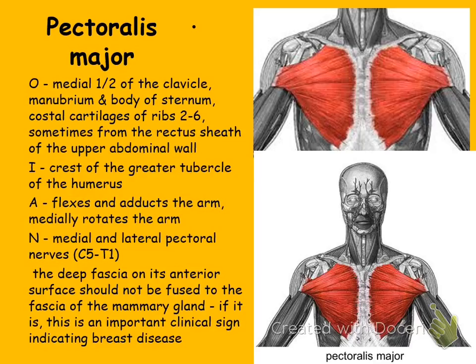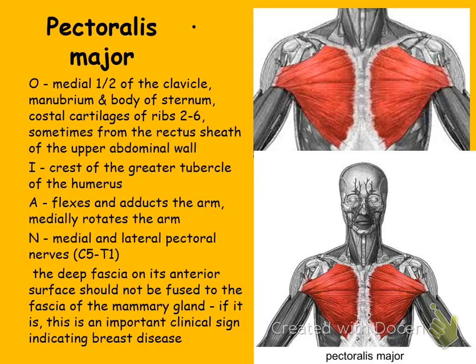It inserts on the crest of the greater tubercle of the humerus. Okay, the greater tubercle, remember you have 2 tubercles. You have the lesser and greater tubercle on the humerus, and in between is what? What's in between those 2 tubercles? Intertubercular groove, right? Or bicipital groove.